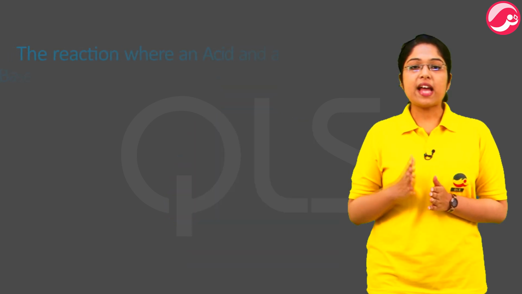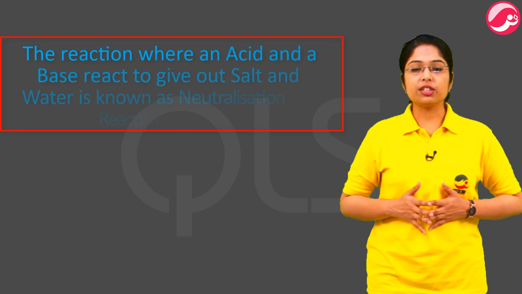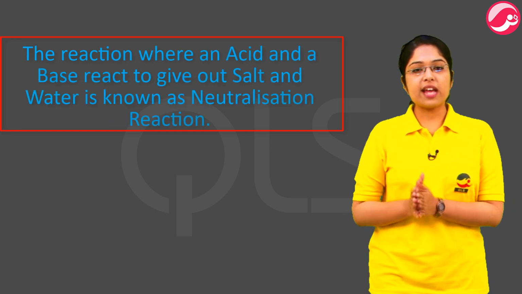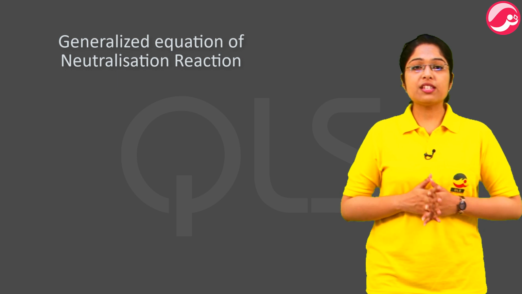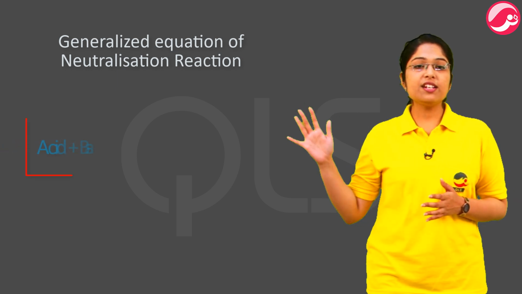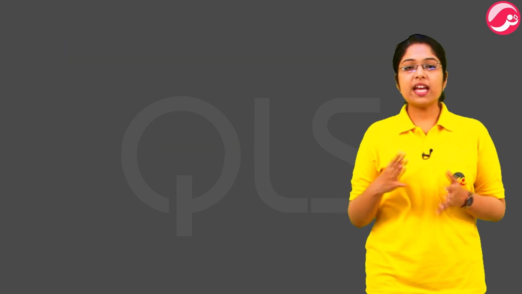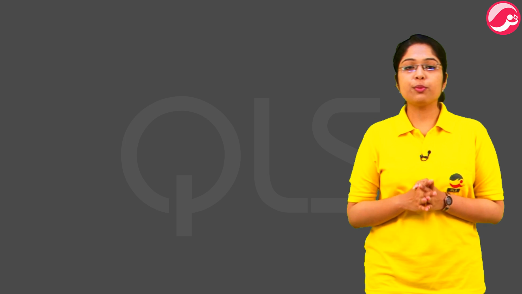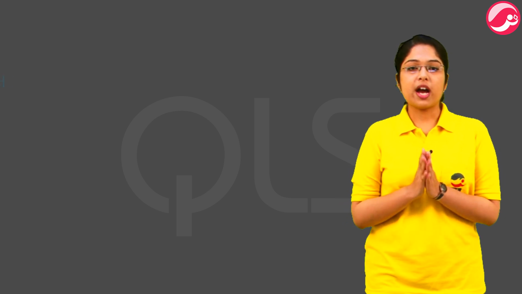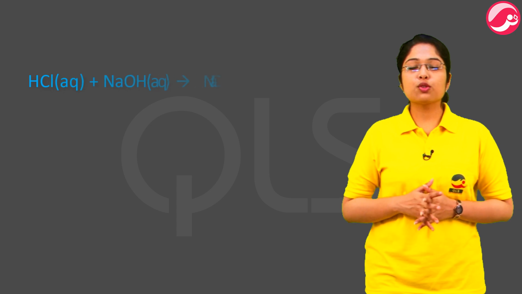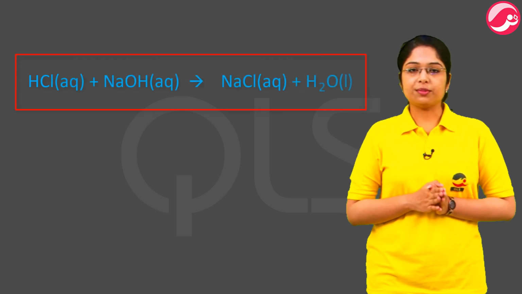Here, acid and base nullify each other's effect, means they neutralize each other. Hence, this type of reaction is known as neutralization reaction. So, the reaction where an acid and a base react to give out salt and water is known as neutralization reaction. So, the generalized equation for neutralization reaction can be written as acid plus base gives out salt and water. An example of neutralization reaction is the reaction between hydrochloric acid and sodium hydroxide. They react to give out sodium chloride salt and water.